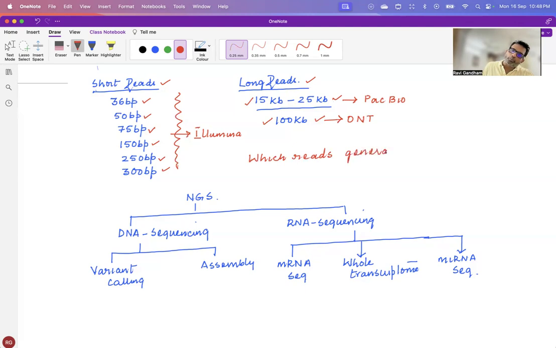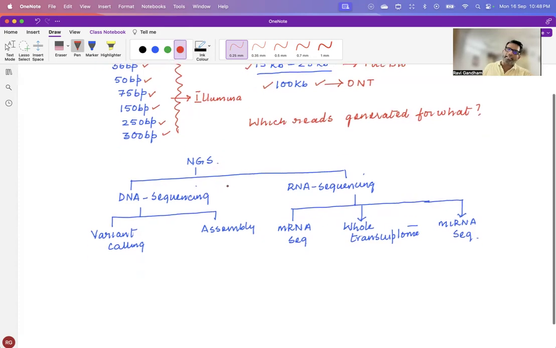So this lecture deals with this topic, and to understand this topic, we'll have to understand the classification that I gave you at the bottom. Now, NGS mainly involves DNA sequencing and RNA sequencing. And DNA sequencing is for variant calling, and DNA sequencing can also be used for assembly. RNA sequencing is used for mRNA-seq, whole transcriptome, and microRNA-seq. And this RNA-seq can also sometimes be used to assemble the RNA genome.